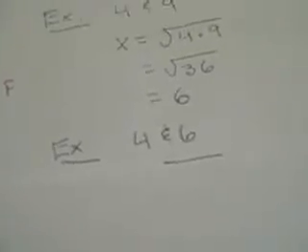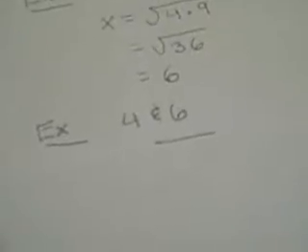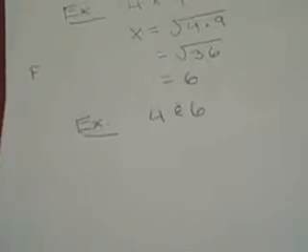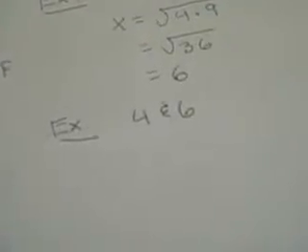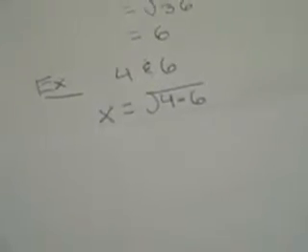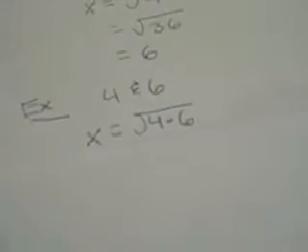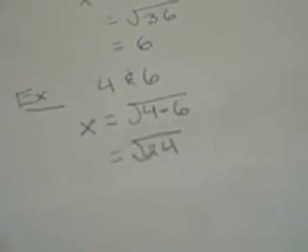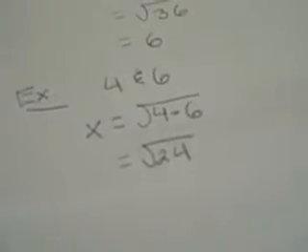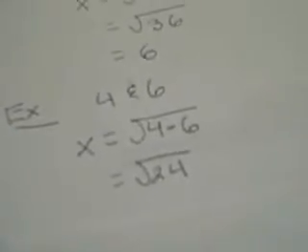Okay, you try an example with 4 and 6 now. Find the geometric mean of 4 and 6. If you did it correctly, you should have entered x equals the square root of 4 times 6, which would be equal to the square root of 24. The square root of 24 does not have a whole number solution, so we can leave it as the square root of 24.